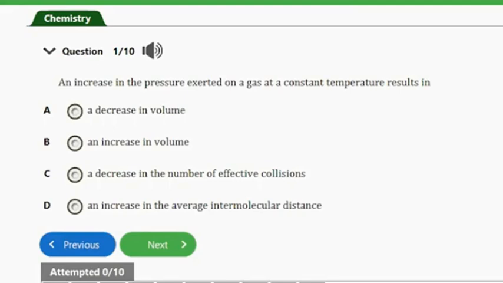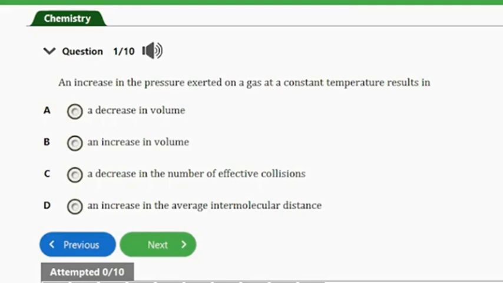So guys, the first question we'll consider here is: an increase in the pressure exerted on a gas at constant temperature results in A, decrease in volume, B, an increase in volume, C, a decrease in the number of effective collisions, D, an increase in the average intermolecular distance. So guys, the answer to this question would be option A, and that's a decrease in volume.